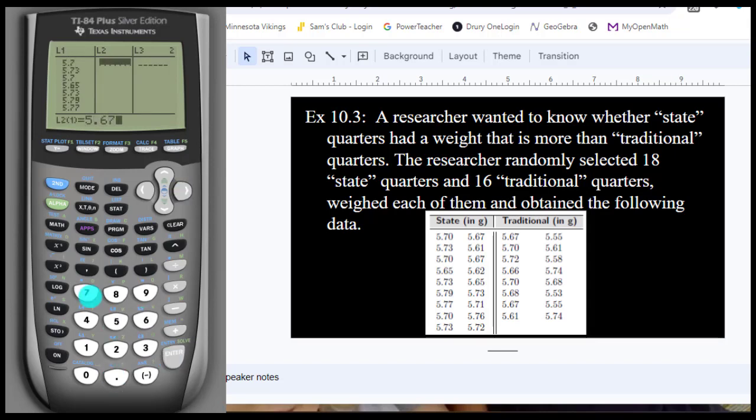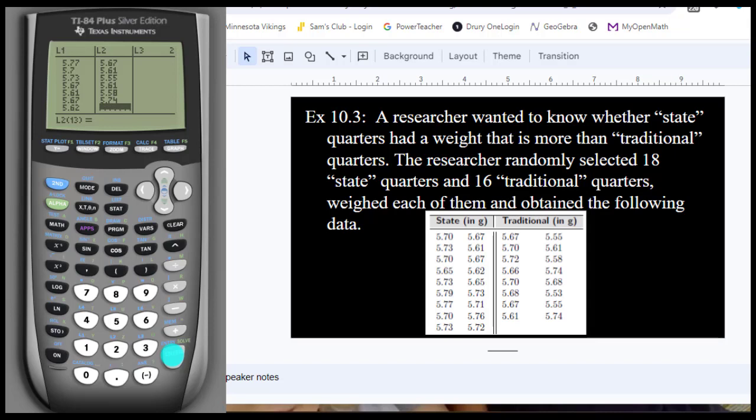We've got 5.67, 5.7, 5.72, 5.66, 5.7, 5.68, 5.67, 5.61. And that's our first 8 for that list. We go on to the second column there, 5.55, 5.61, 5.58, 5.71. Oh, that's a 7.4. Hope I didn't mess up any of those other ones.